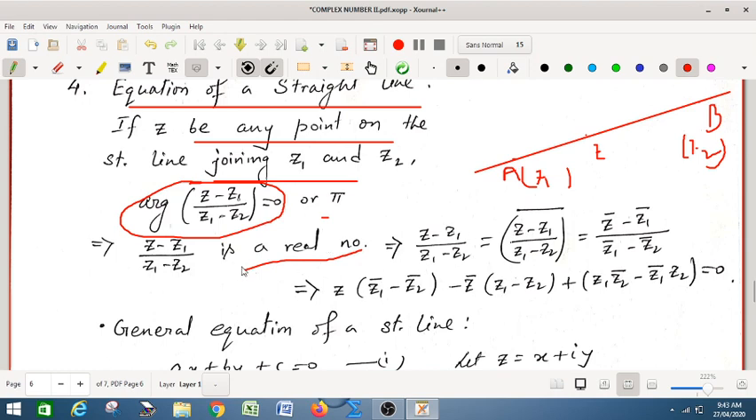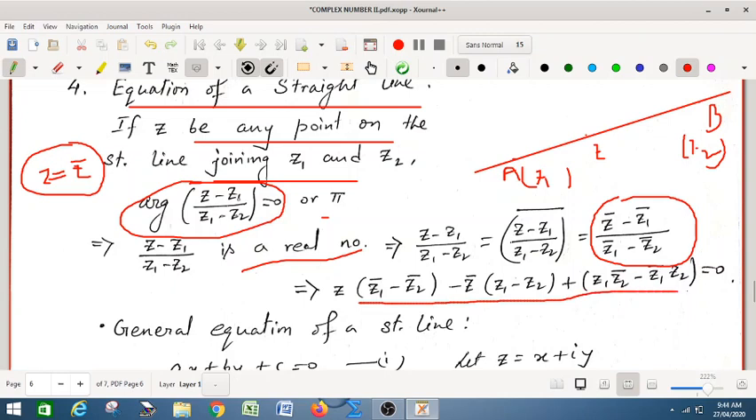So this gives you (Z minus Z1) by (Z1 minus Z2) is equal to its conjugate. If this is real, Z is equal to Z bar gives you the real solution. We know that from the conjugate, Z conjugate can be separated and split into two parts, that is Z1 bar, Z minus Z1 bar, Z1 bar minus Z2 bar. So simplifying, this will give you the straight line.